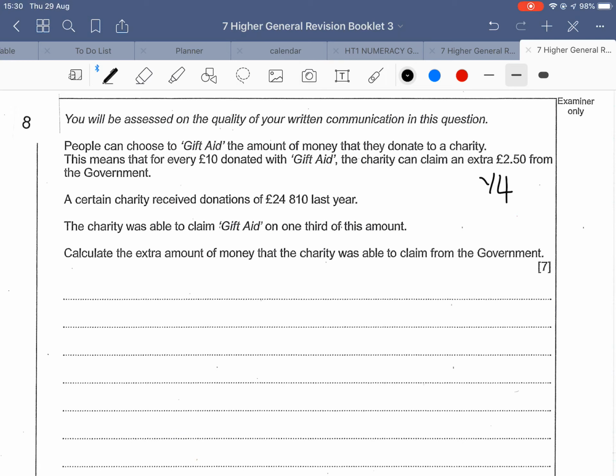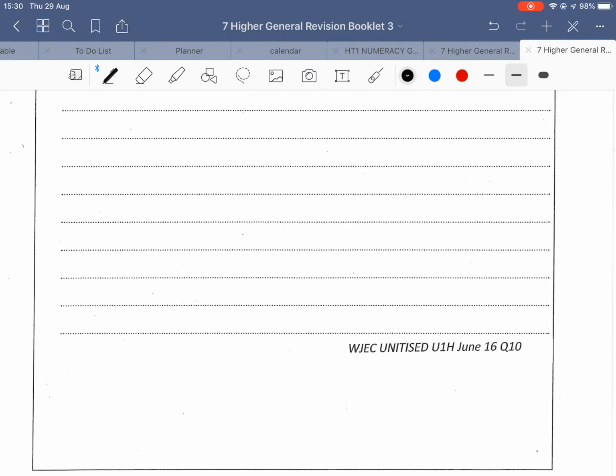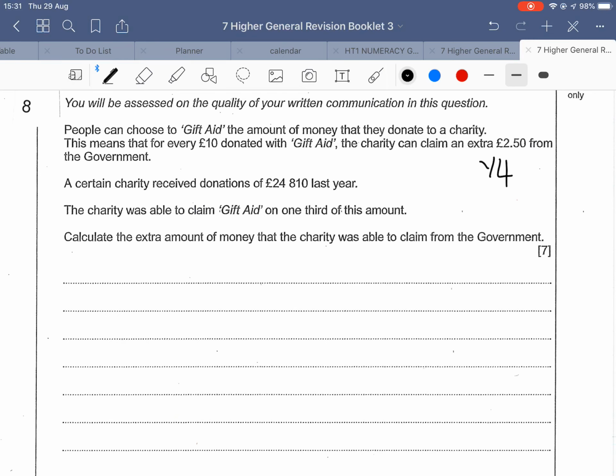A certain charity receives donations of £24,810 last year. Charity was able to claim gift aid on 1/3 of this amount. Calculate the extra amount of money that charity was able to claim from the government. This feels like a foundation question. No, this is a higher. Oh my gosh. Okay, so for every £10, they get £2.50. So that's a quarter. They just need 1/3 of it.